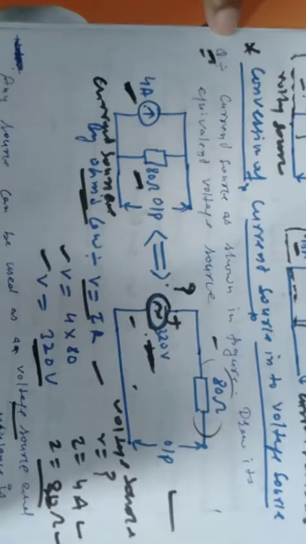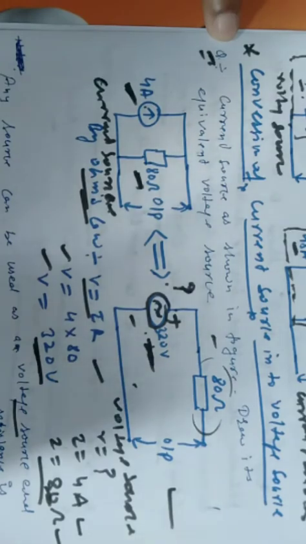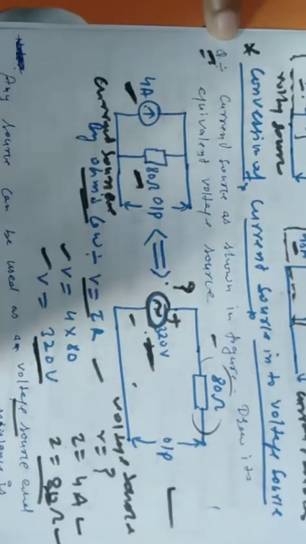It can be treated as a current source if the source resistance is made parallel to the applied voltage, and it is used as a voltage source if the source resistance is connected in series with the applied voltage.